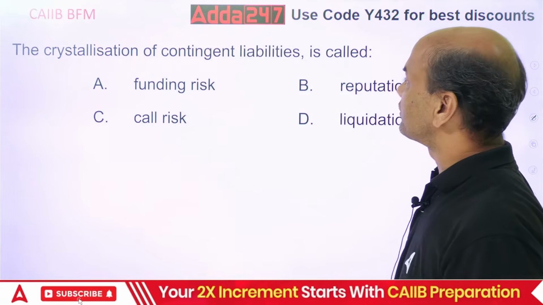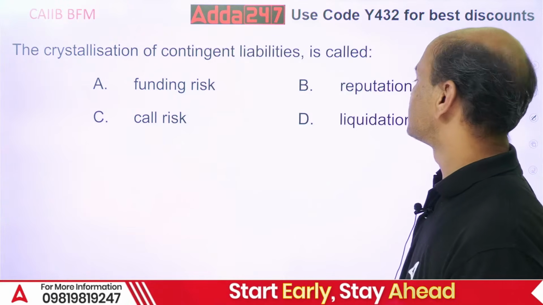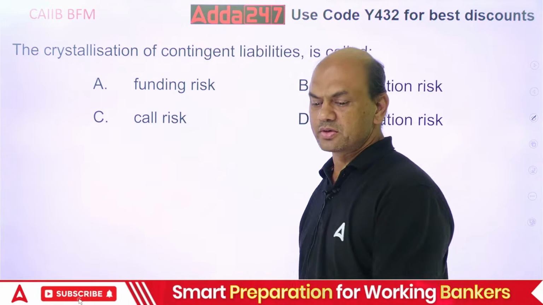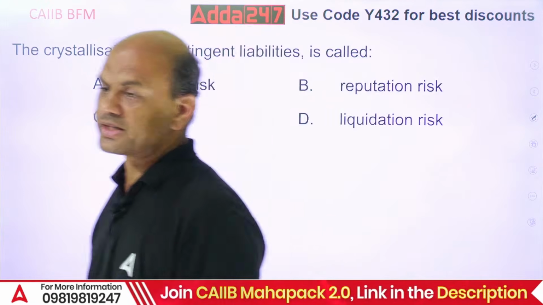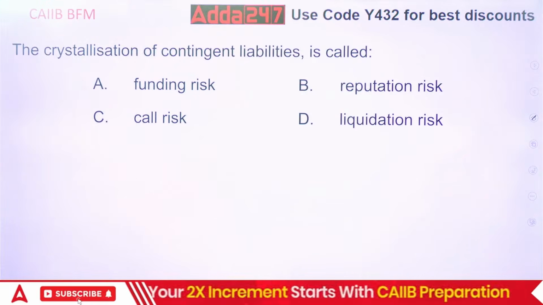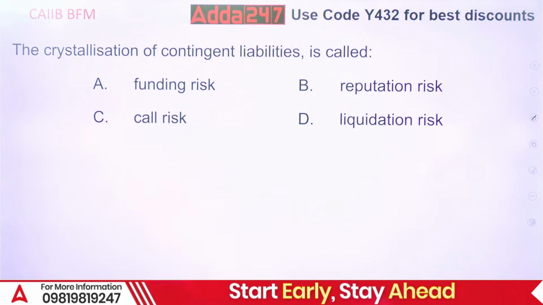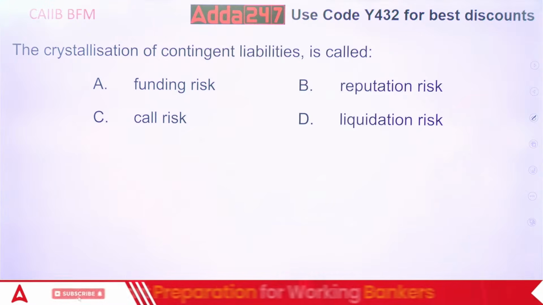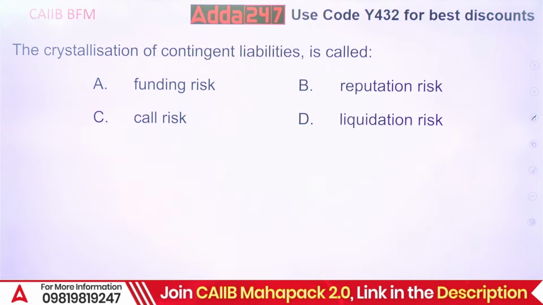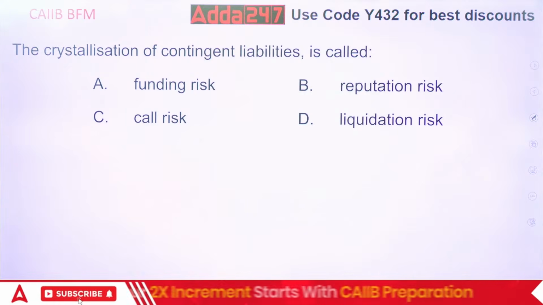The crystallization of contingent liabilities is called as: funding risk, reputation risk, call risk, or liquidation risk. So what is it called as? Crystallization of contingent liabilities. What is it called as?